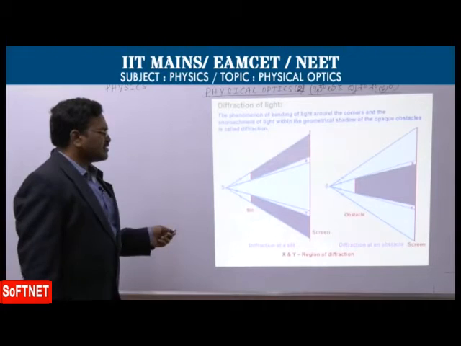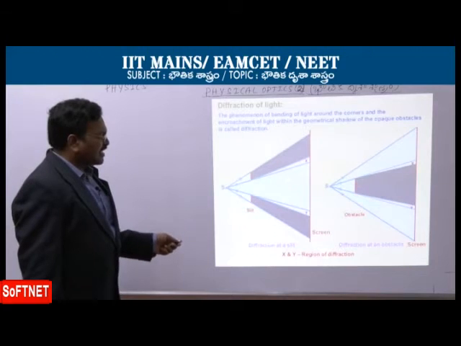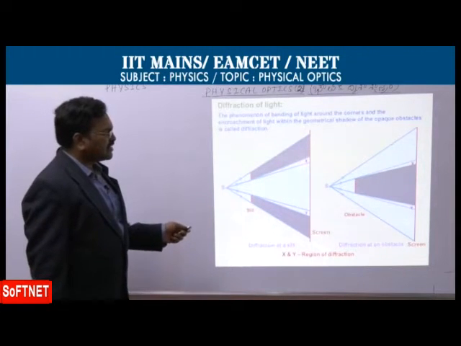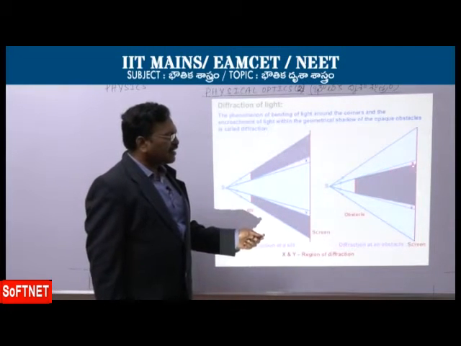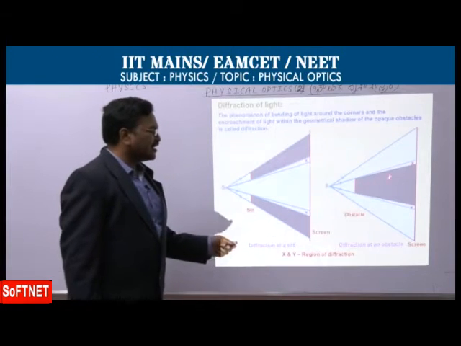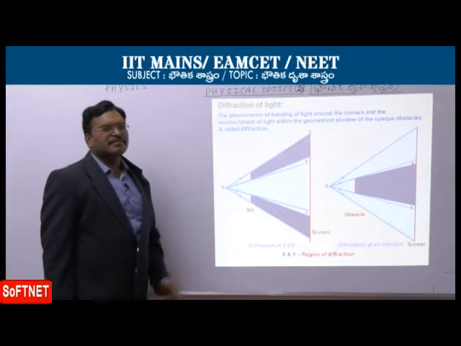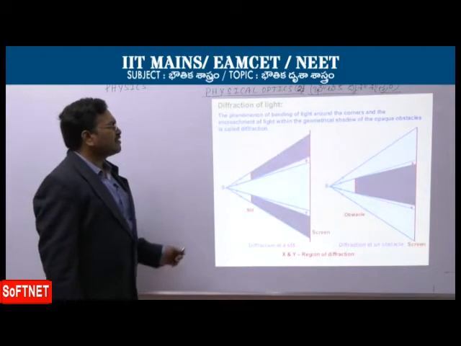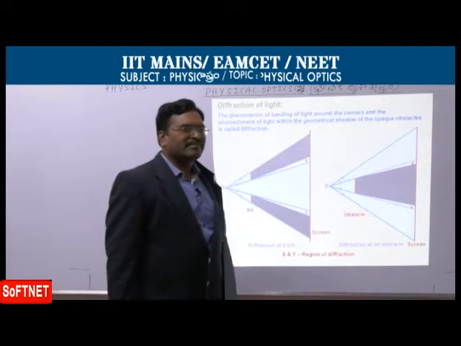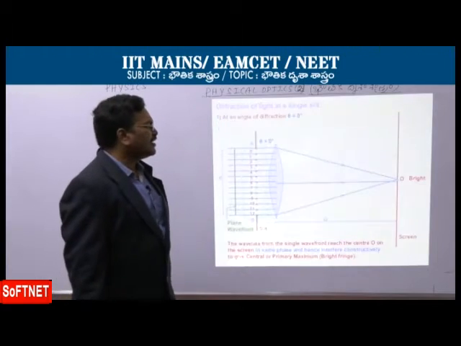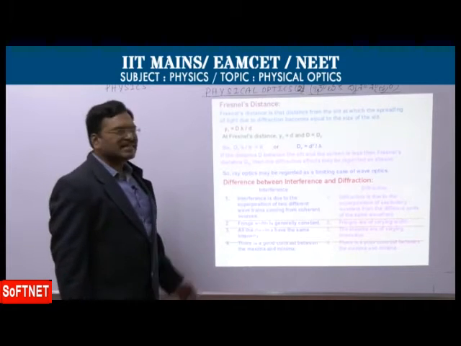Opaque obstacles. Here actually this is the slit. So what happened? We are getting x and y. Here x and y are the regions of diffraction. Here we have an obstacle, and at that time here also we are getting x and y. X and y are regions of diffraction. Anyhow, bending of light at the edges of obstacles is called diffraction of light. We have a little difference between interference and diffraction. Next, we discuss the relation between interference and diffraction.